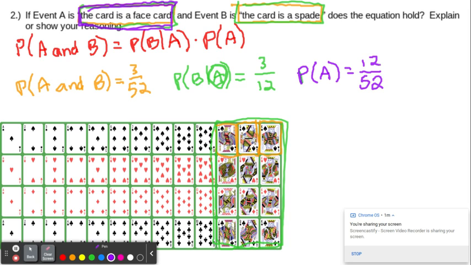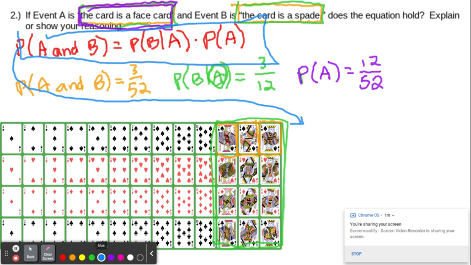So now I take this equation and I set it up. I'm going to move it down to here. So here we go. The probability of A and B, we already said that's 3 out of 52. Does that equal the probability of B given A? So that's going to go here. That's 3 over 12. We just found that. Times the probability of A happening by itself. Well, that's 12 over 52.